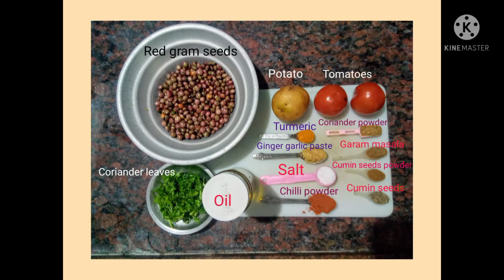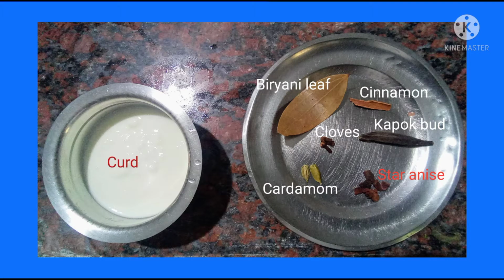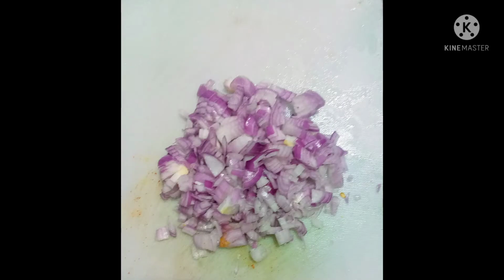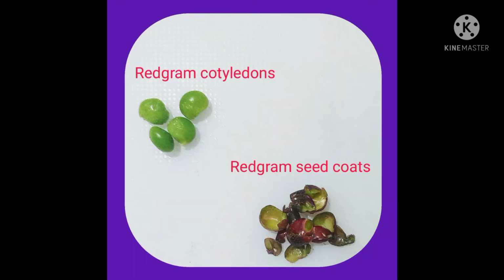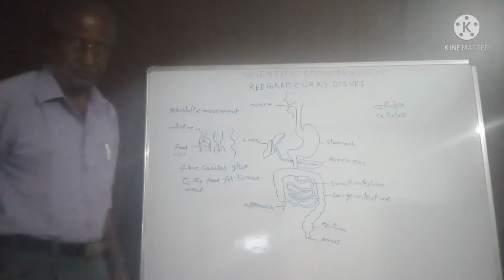Ingredients for red gram curry dishes. Spices for red gram curry preparation. And curd. Finely chopped onion pieces. Red gram seed coats contain fiber. It is useful for free motions.